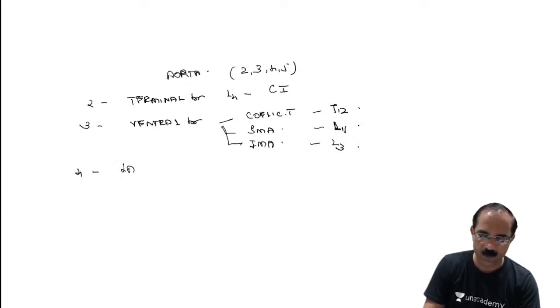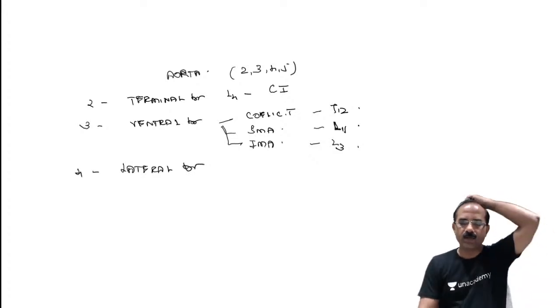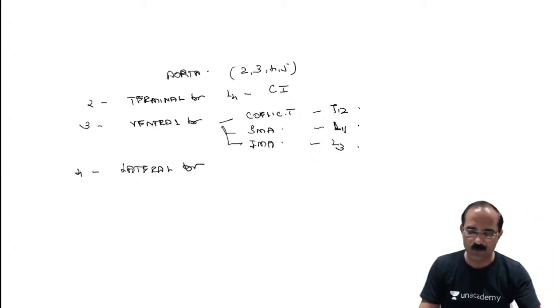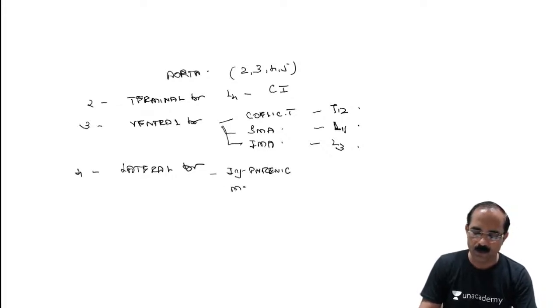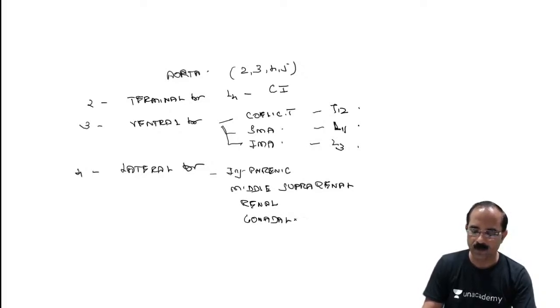4 are lateral branches. Which are the lateral branches of abdominal aorta? Now this you have to know. The first one is inferior phrenic artery. Second is middle suprarenal. Third is renal, and the fourth is gonadal. And 5 are dorsal branches.